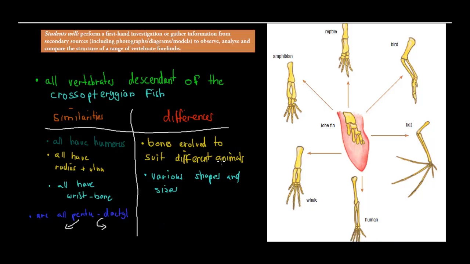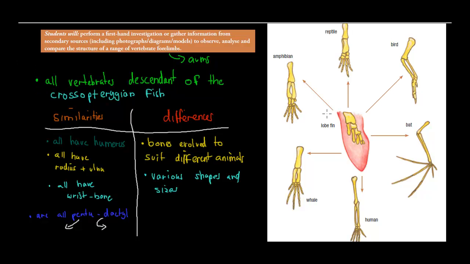And in this one, students will perform a first-hand investigation or gather information from secondary sources, including photographs, diagrams, models, to observe, analyze, and compare the structure of a range of vertebrate forelimbs. And so remember when I said that we have very similar forelimbs, that was that arm-like structure, and we had to compare. So compare means similarities and differences.